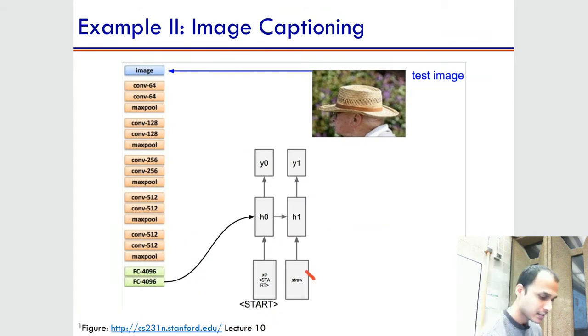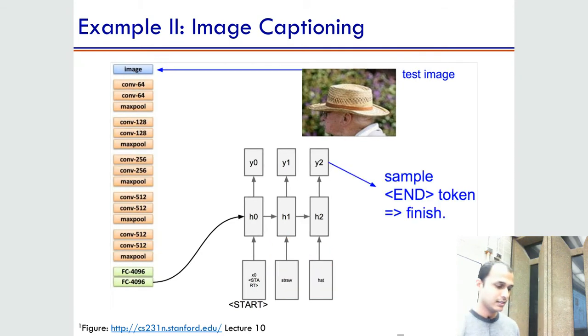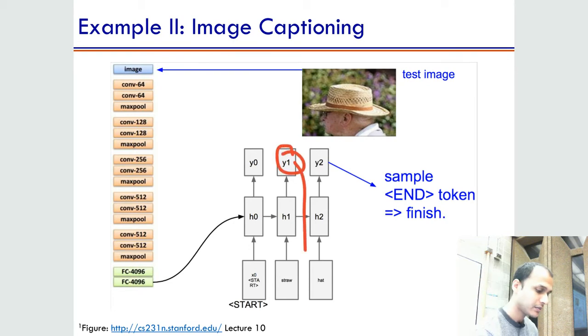So maybe I sampled straw. In this case, I'm going to pass it as input, maybe the word vector corresponding to that word, and the hidden vector from the previous copy. And similarly, again sample something from here and pass it as input to the next copy.